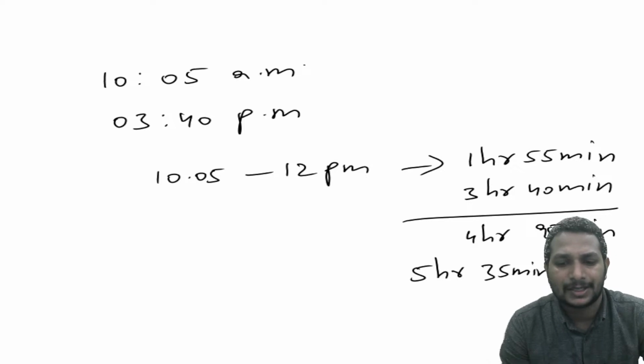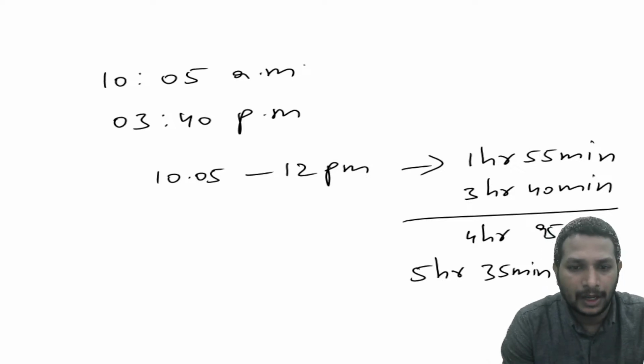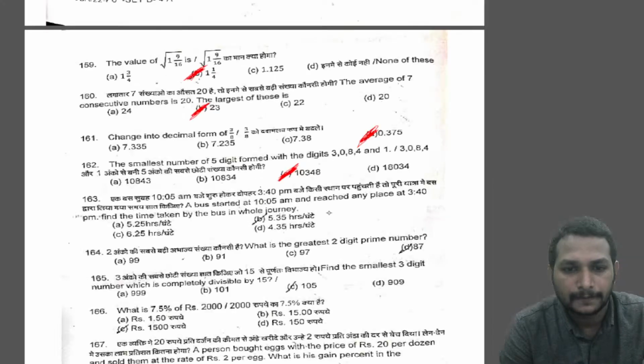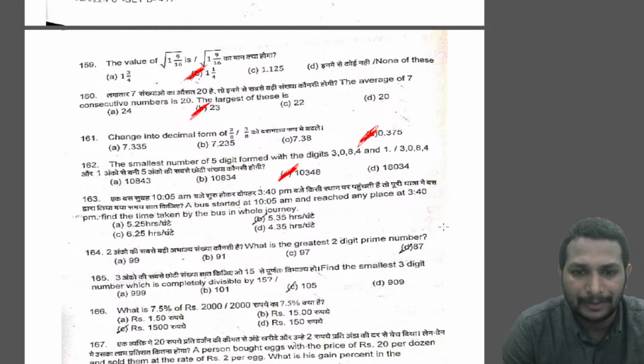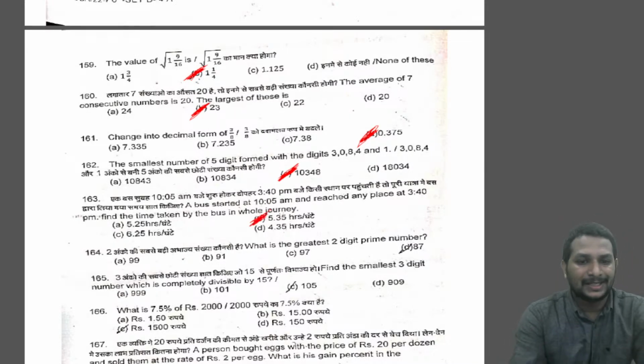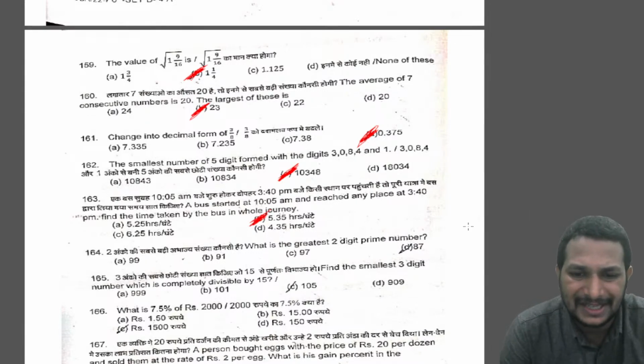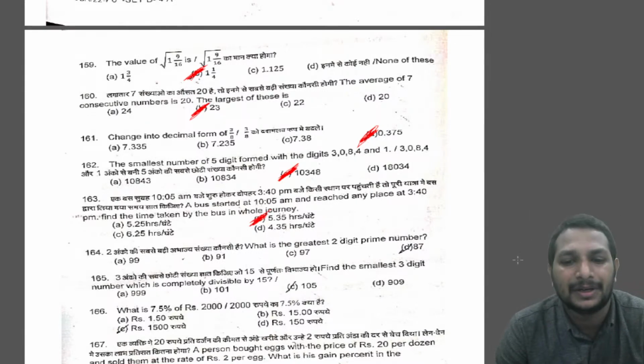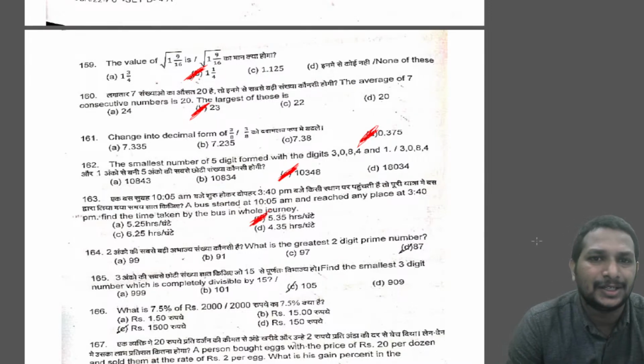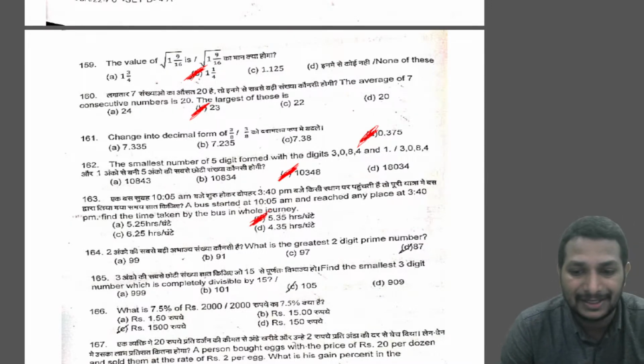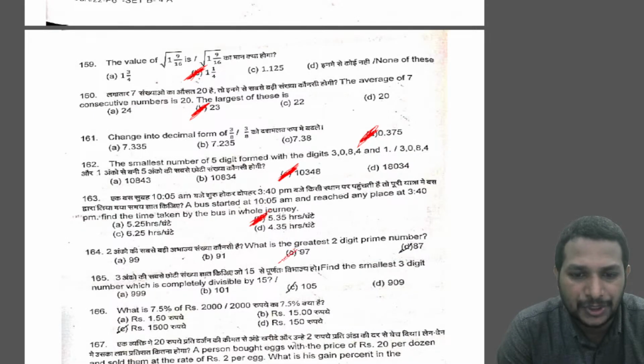Okay. So we got the answer as 5 hours 35 minutes, which is nothing but option B. Let's go for question number 164. What is the greatest two-digit prime number? If you look at the options, the greatest two-digit prime number is 97. So the answer for this question is option C.